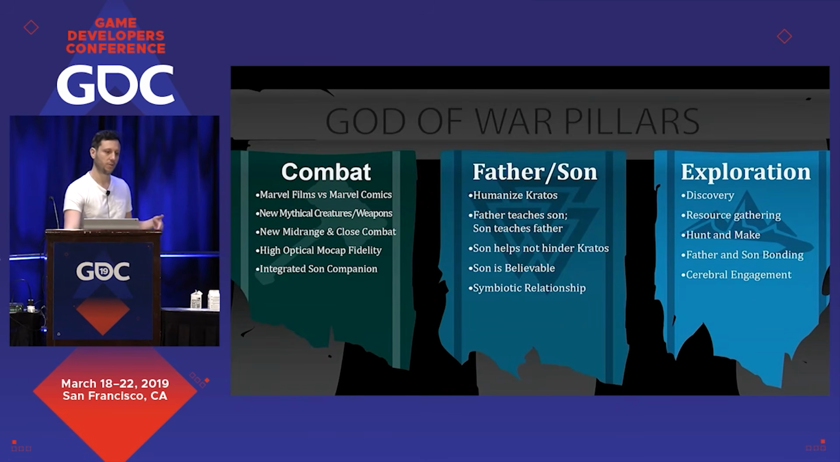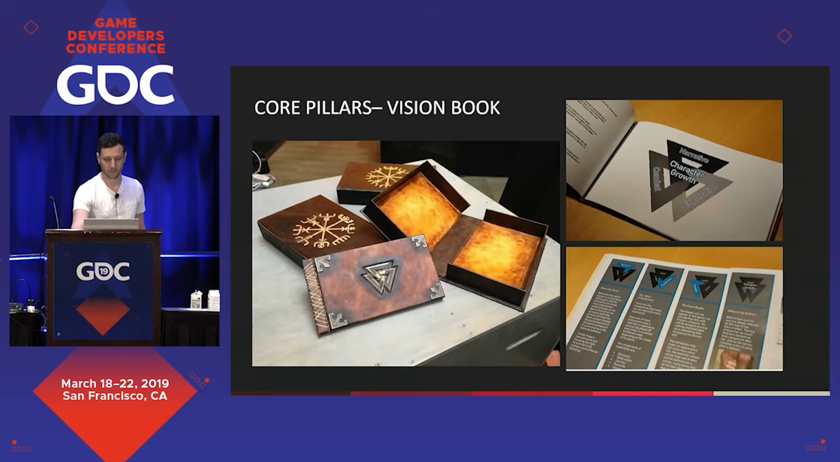And of course, at the center of all of this, you have Kratos and Atreus, trying to tell a father-son story. So you're trying to take combat, narrative, and exploration as your first pillars of focus, and at the center of it, you're trying to think of how this will all tie into a father-son story.